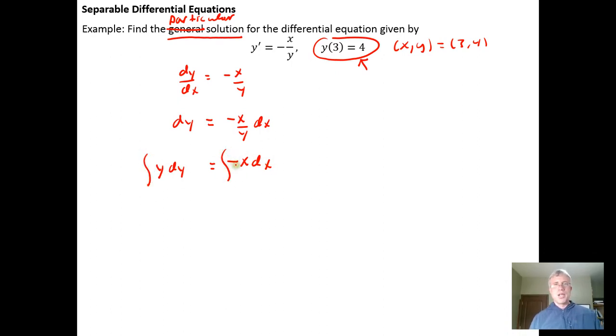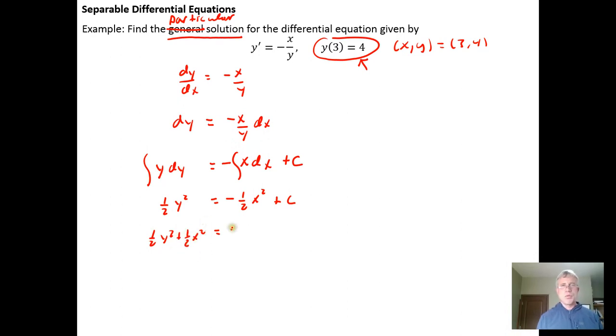The negative is a constant, so it can be factored out in front of the integral. So I can get the opposite of the integral of x dx. And now we just integrate, and we need to add on that constant of integration that we get by integrating both sides. So integrating the left-hand side, we get 1/2 y squared. And then over here we get minus 1/2 x squared plus that constant of integration. If I add the minus 1/2 x squared to both sides, I get 1/2 of y squared plus 1/2 of x squared equals the constant of integration.